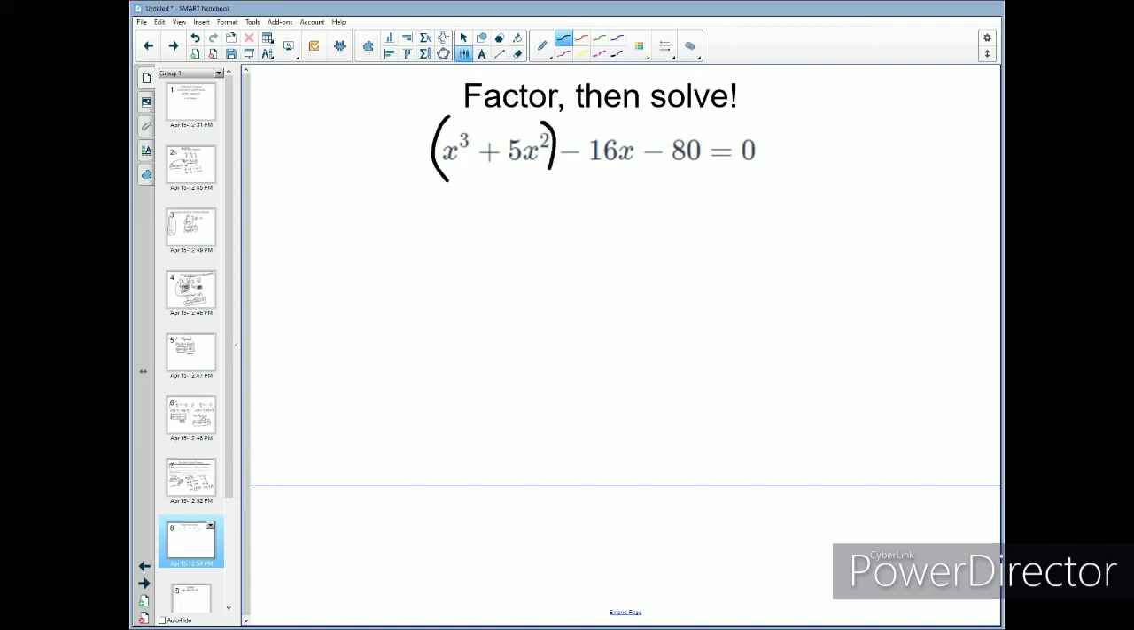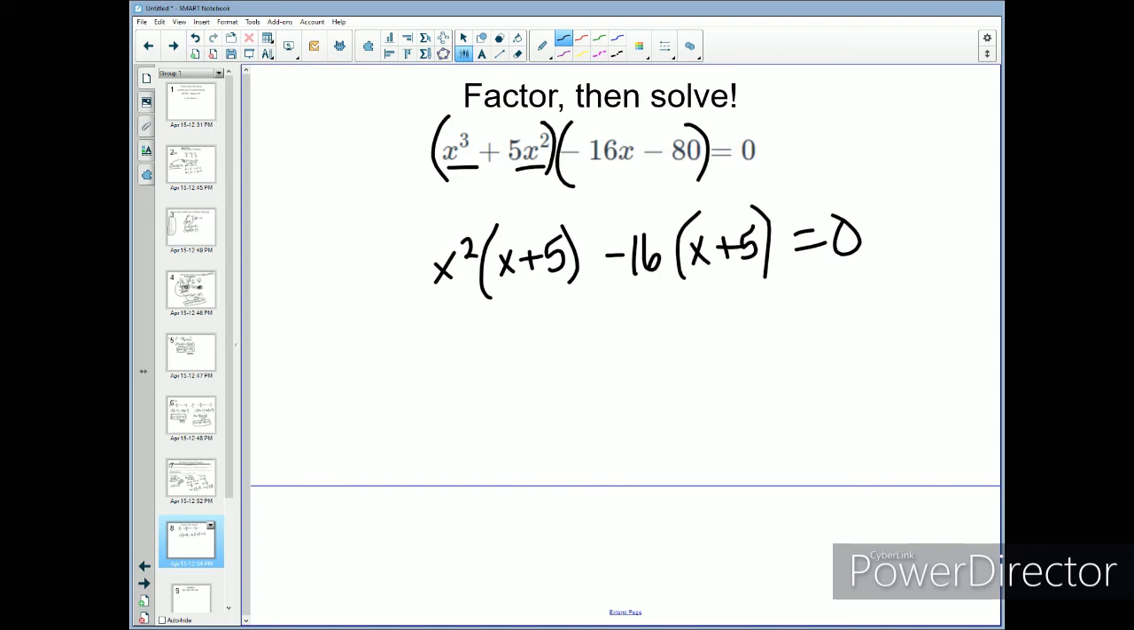Group our first two terms, group our second two terms. I'm going to move pretty quickly. I apologize if I lose you here. You can always just rewind it a little bit. X squared is the GCF here. And left behind is x plus 5. And then over here, negative 16 is our GCF. And we're going to leave behind x, what do you know, plus 5. Coincidence? Nope. All right. X plus 5 becomes one of our factors.